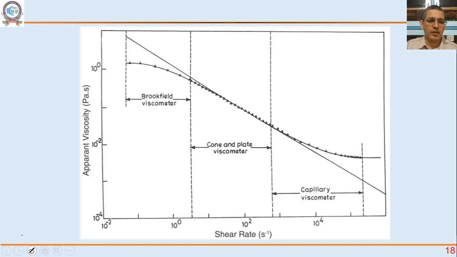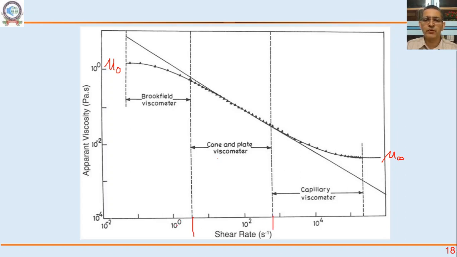Let's take another color. This is like the zero shear viscosity, where shear is very small, mu 0, and this is like the infinite shear viscosity, mu infinity. Right? You see this kind of behavior. So cone and plate viscometers work very nicely in this shear rate regime.